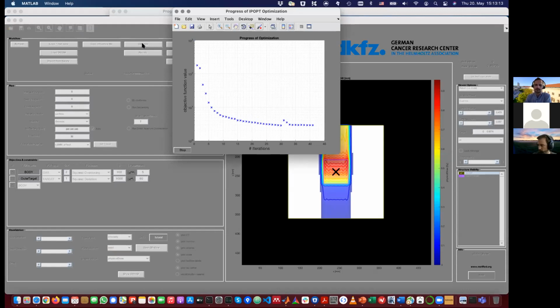And this is now super interesting to see what's happening in the background, because what I expect now is that since we optimize for an RBE weighted dose of 2, I will get an RBE weighted dose of 2 gray in my target. And let's see if this is really happening.